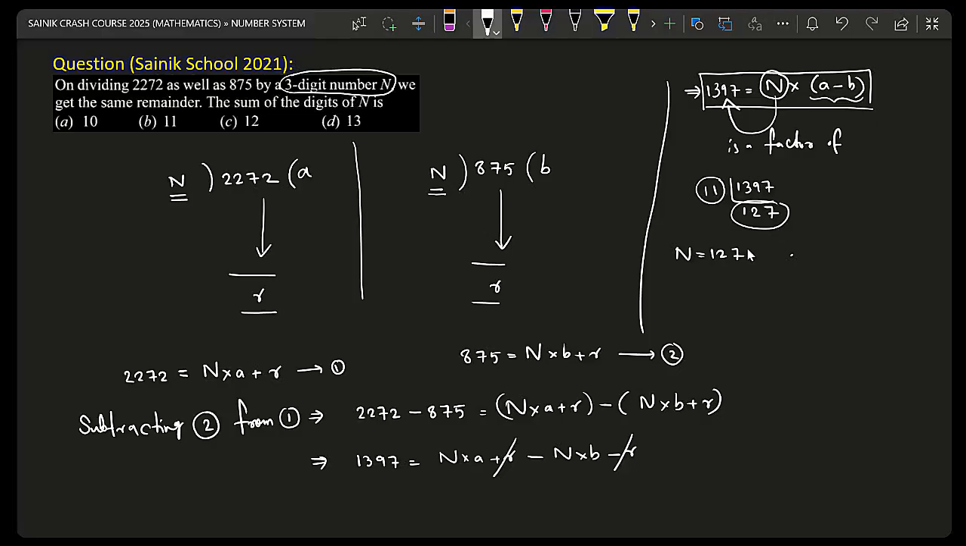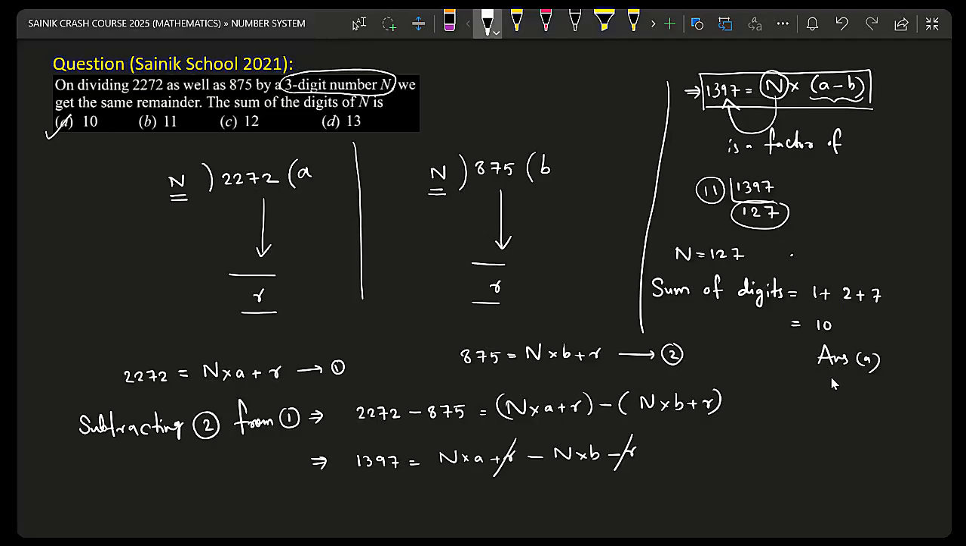Yes, sir. What is the question that they are asking finally? Sir, sum of all digits in n. Very good. Sum of digits. So you find sum of digits is 1 plus 2 plus 7. What is the final answer, Ritvik? Sir, 10. Very good. Great answer. And you got answer A. This is answer A.